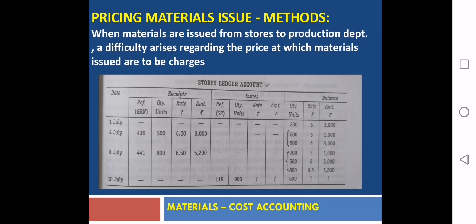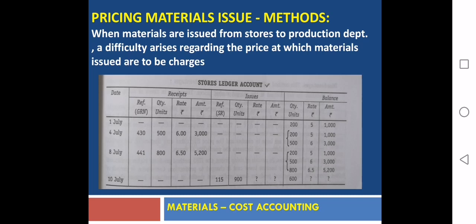Now the issue comes on the 10th of July, where we are issuing materials to the production department, reference number 115, quantity 900 units issued. In the rate and amount there is a question mark, because a decision is required on what unit rate, and what amount, applies to these 900 units of quantity issued to the production department.